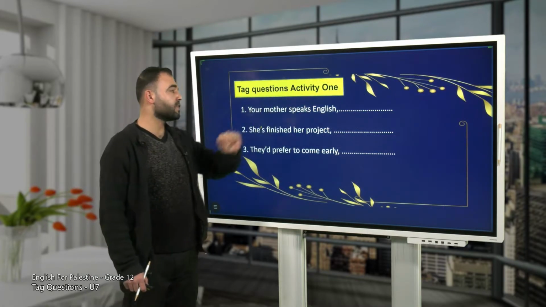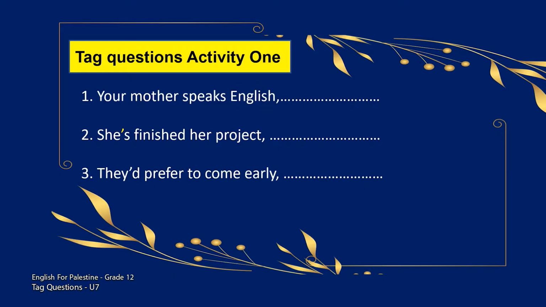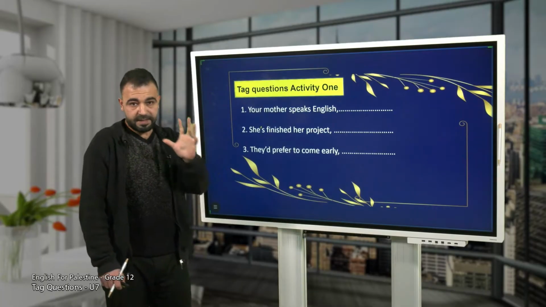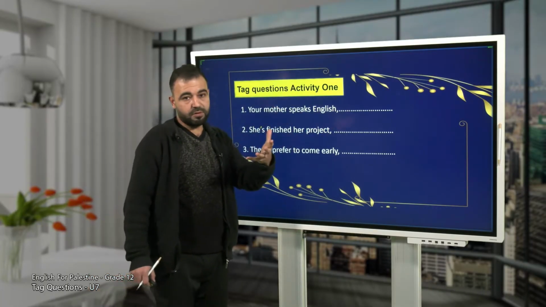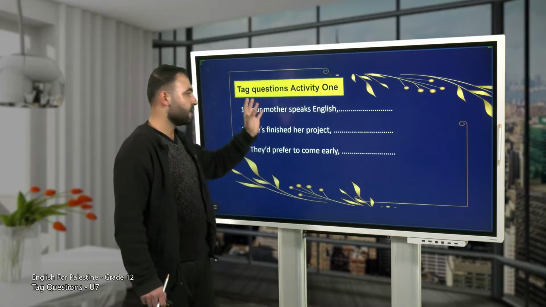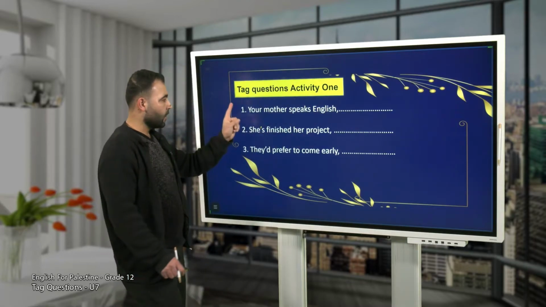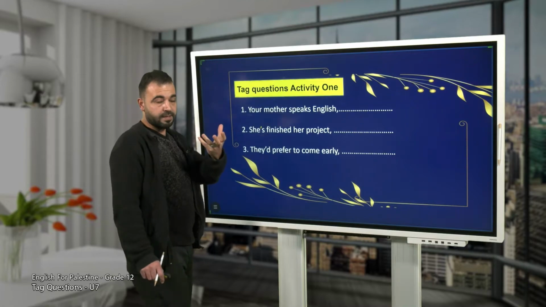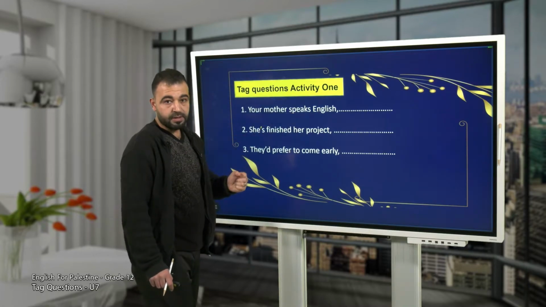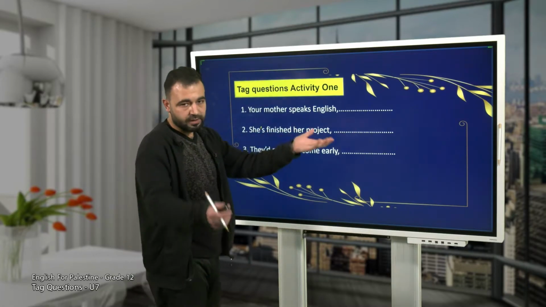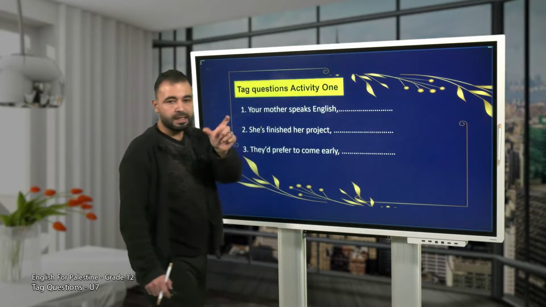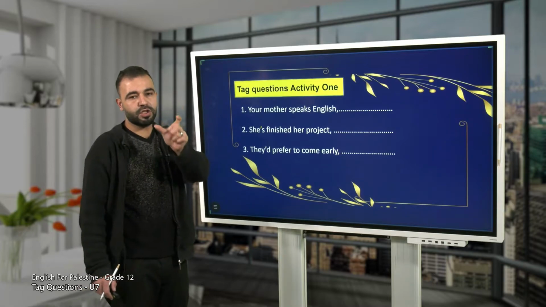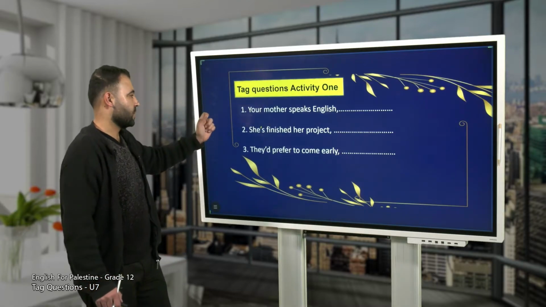Tag questions, activity 1. Number 1. Your mother speaks English. It's a statement. We have here a comma, so we have to add the tag question for this statement. What do you think? Your mother, here is the subject, speaks is the verb, English, here is the complement. Comma, question mark, this is the place where we should put the tag question.